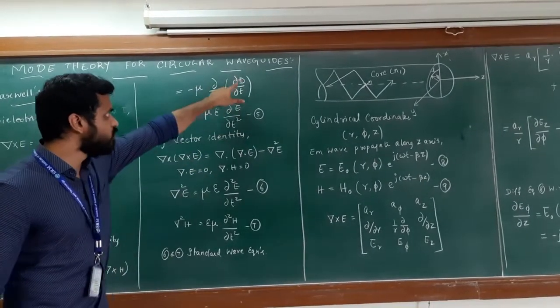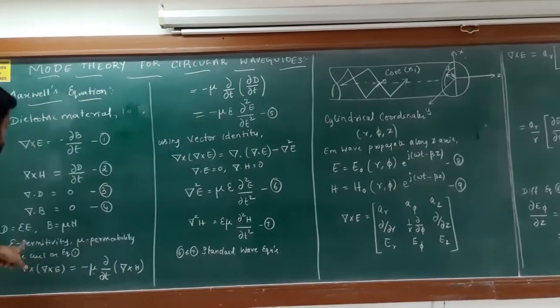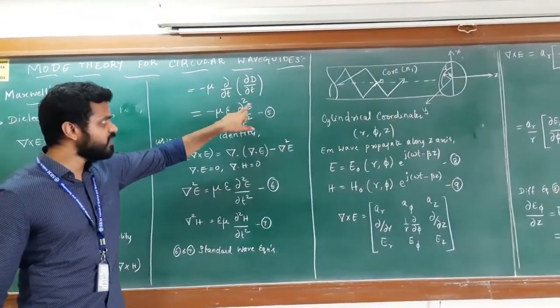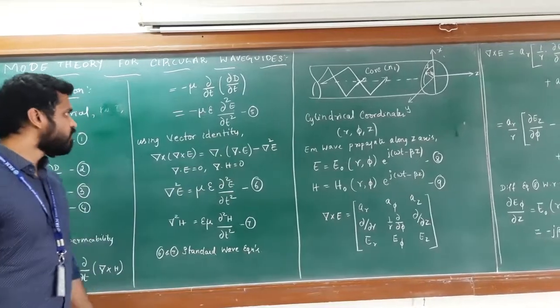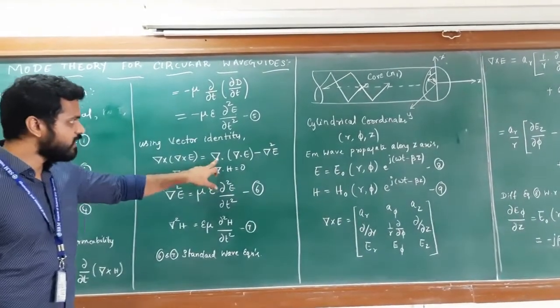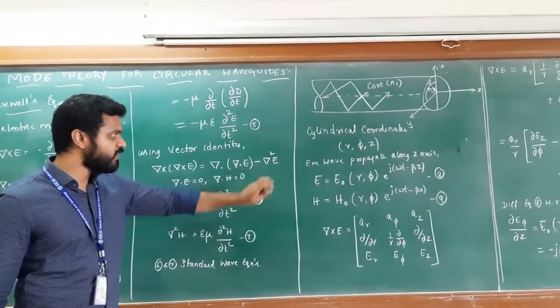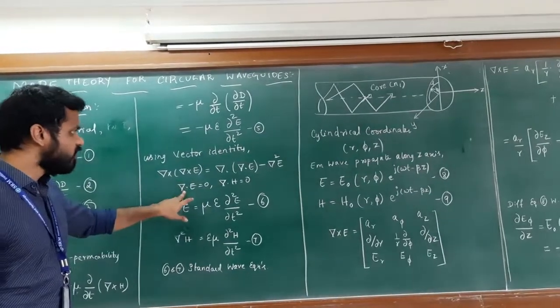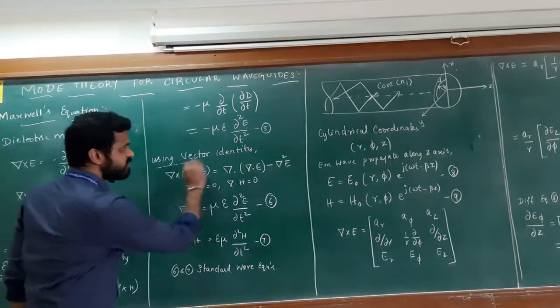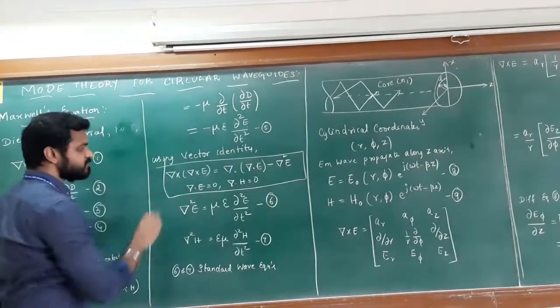Where D is equal to epsilon E. So minus mu epsilon dou square E by dou t square. Now I am using the vector identity del cross del cross E is equal to del of del dot E minus del square E. And then we know that del dot E is equal to 0 and del dot H is equal to 0. So these are all basic vector identities.